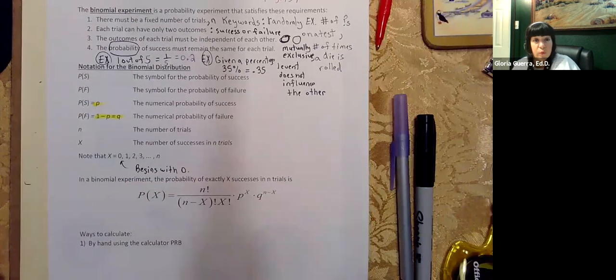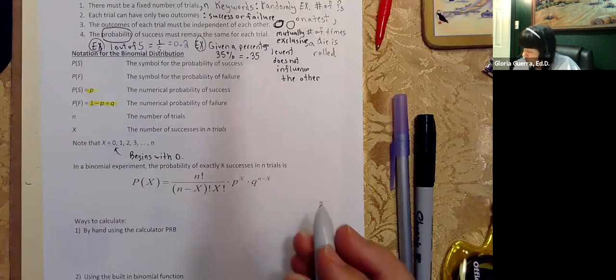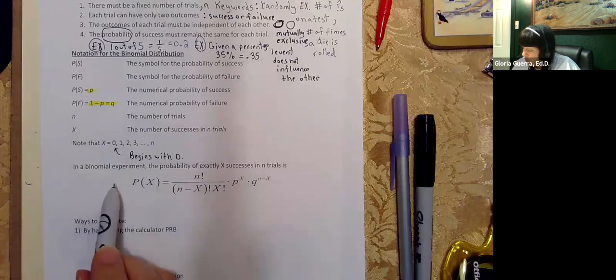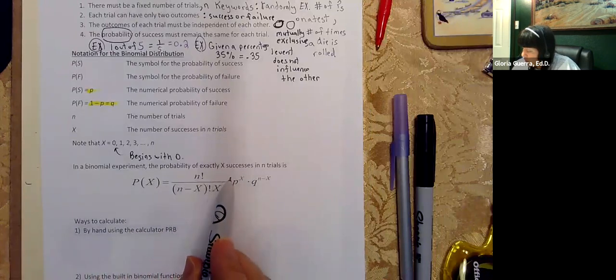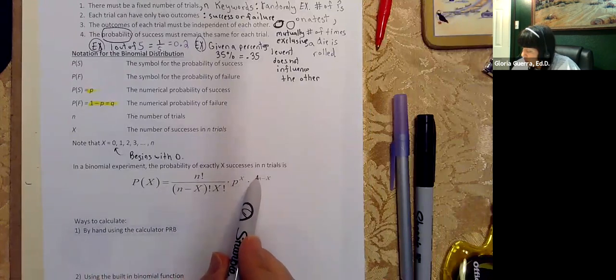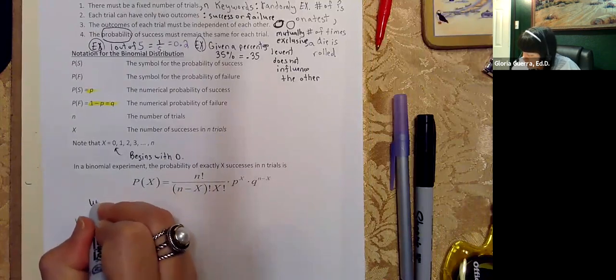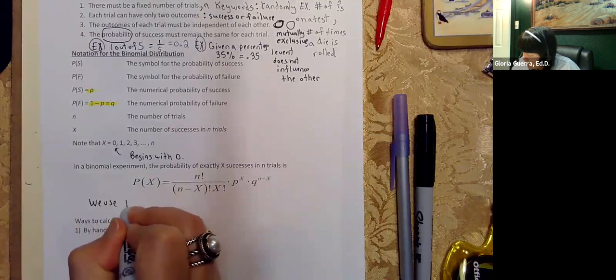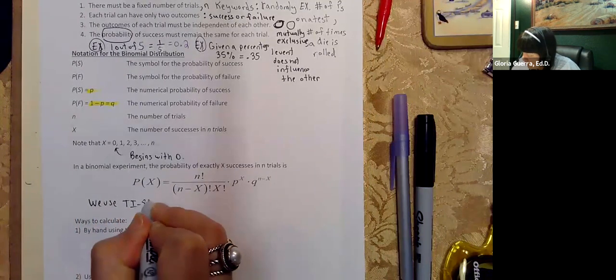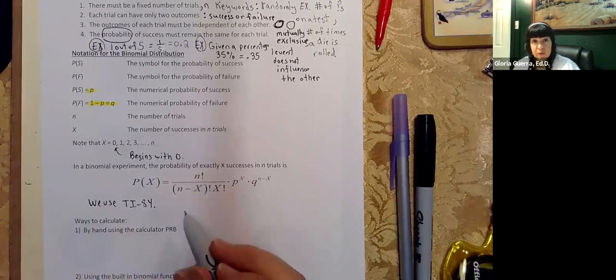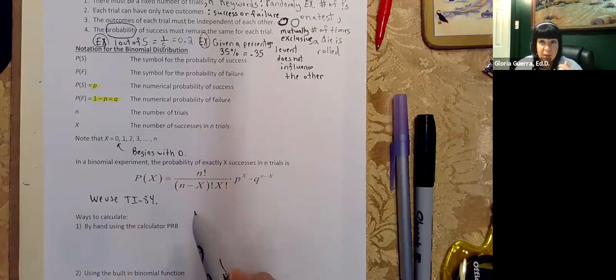And then we're going to use our, it says in a binomial experiment, the probability of exactly X successes in n trials is this, but we're going to use the TI-84. So back in the day when I was in school, we did everything by hand. So we had to do this by hand.